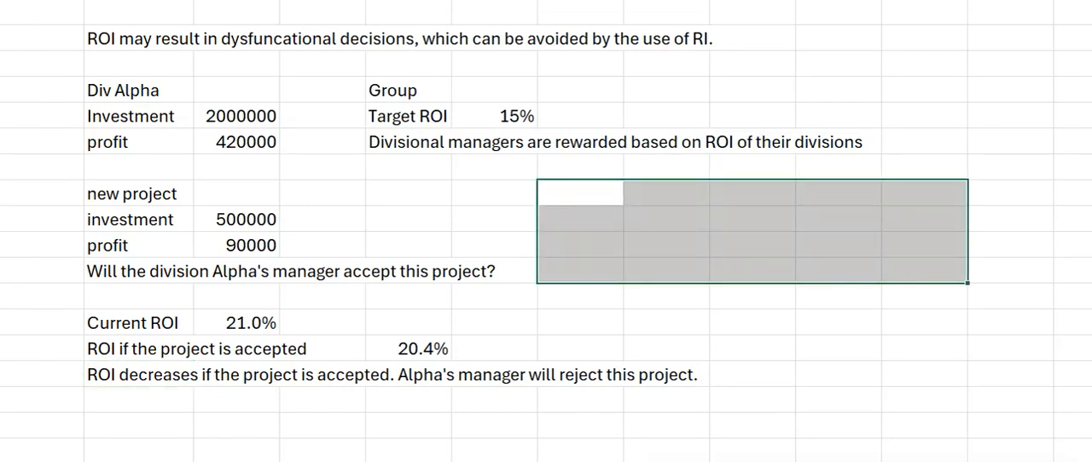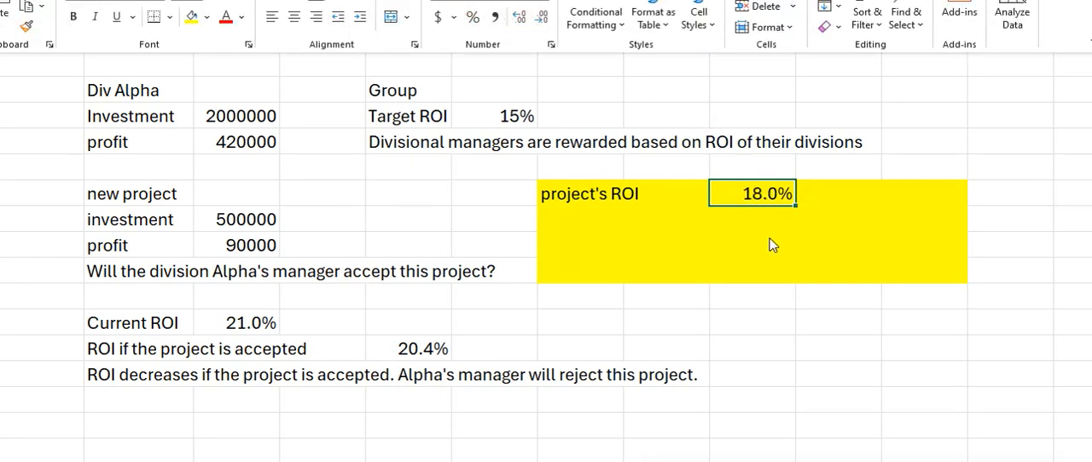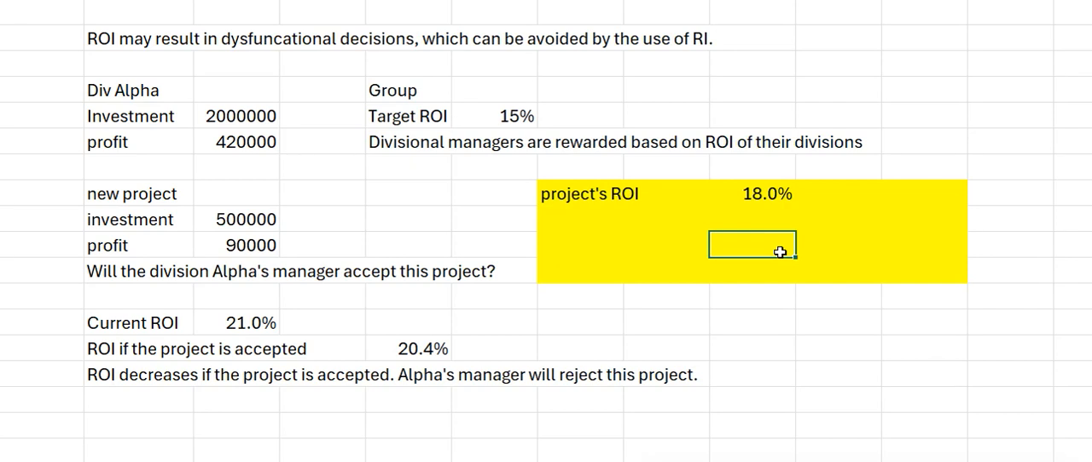Okay, let's do some further analysis now. What analysis am I going to do? What is the project's standalone ROI? Just look at the project only. Project gives you 90,000 profit and it takes an investment of 500,000. The ROI of the project is 18%. Keeping this division aside, think from group's point of view. Group has a target ROI of 15%. This project has an ROI of 18%. Doesn't it look like a good project? So, from the group point of view, the project is good. It should be accepted.